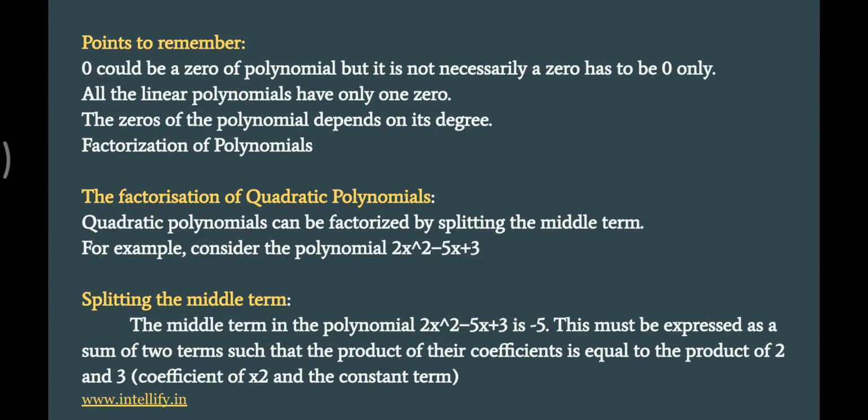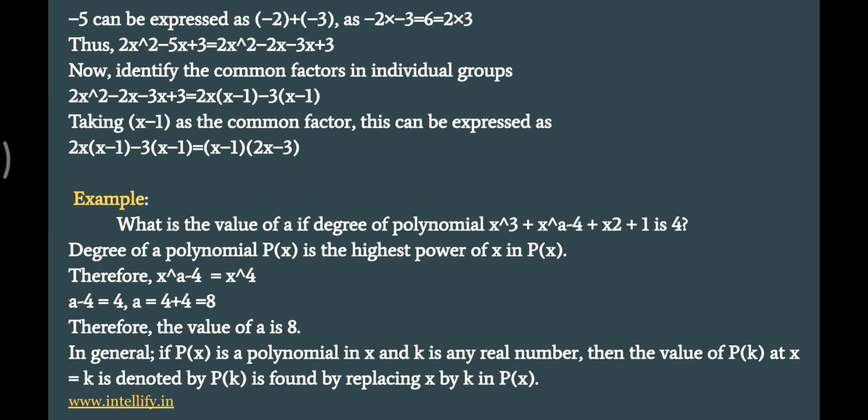This must be expressed as a sum of two terms such that the product of their coefficients is equal to the product of 2 and 3. Here we can see the coefficient is 2 and the other one is 3. We can split the term: minus 5 can be expressed as minus 2 plus minus 3, as minus 2 into minus 3 is equal to 6, which is 2 into 3. So here we can know how to split the terms.